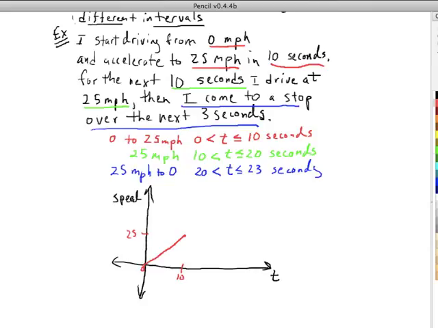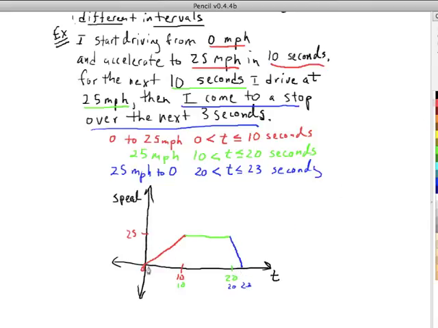It stays at 25 miles an hour for the next 10 seconds. So that's from 10, so I'm going to write 10 to 20. And then I come to a stop over the next 3 seconds. I didn't say that I decelerated smoothly, or accelerated smoothly, but maybe it's implied. So 20 to 23 seconds.